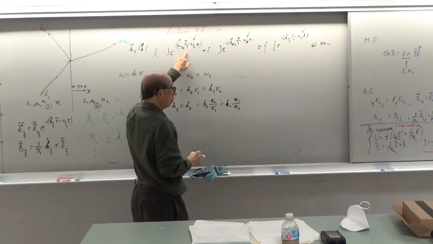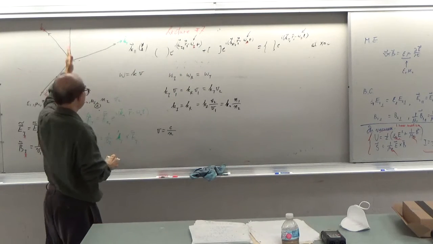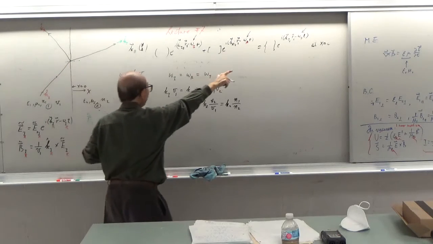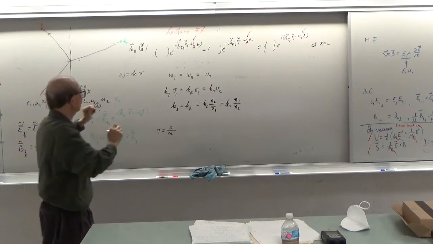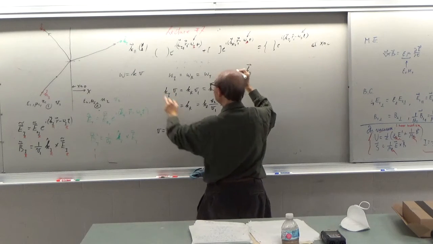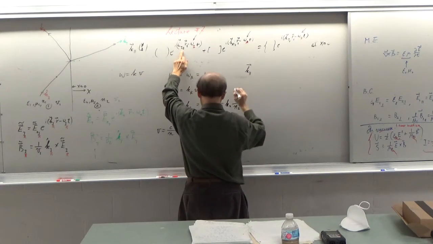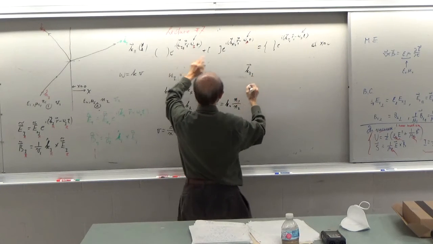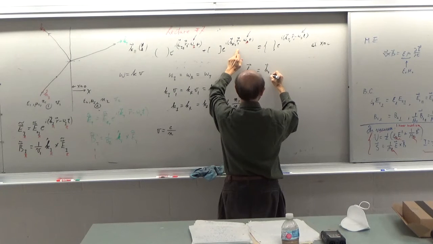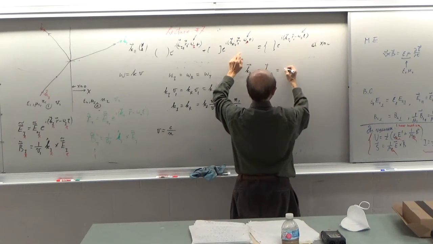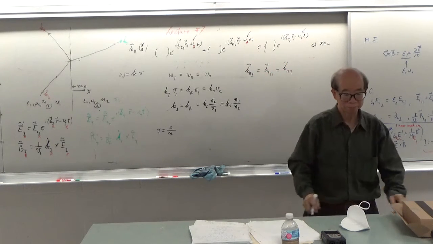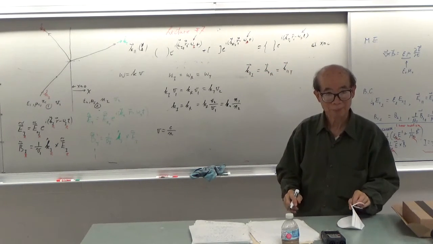The parallel coordinates are arbitrary. This condition works for all points on the interface. So we deduce that k parallel for the incident beam is equal to k parallel for the reflected beam is equal to k parallel for the transmitted beam. Okay?